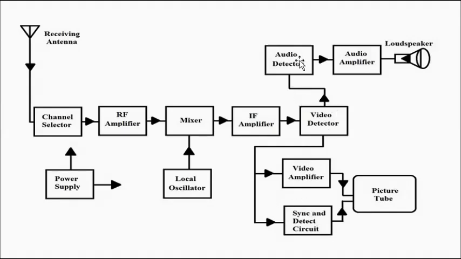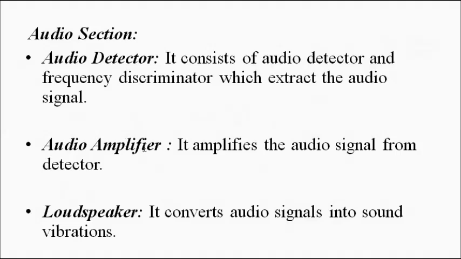So first the audio processing, the audio section. The audio detector extracts the frequency modulated sound signal, using a frequency discriminator and an audio detector circuit. That extracted signal is amplified by the audio amplifier, because it has traveled a lot of distance in space, so naturally it will undergo some loss of amplitude.